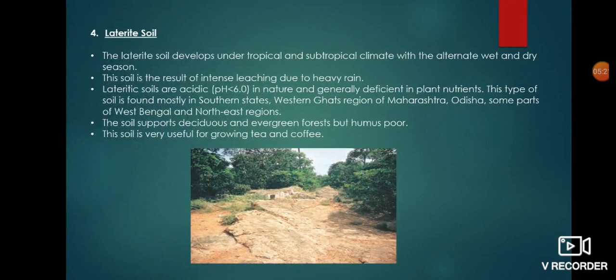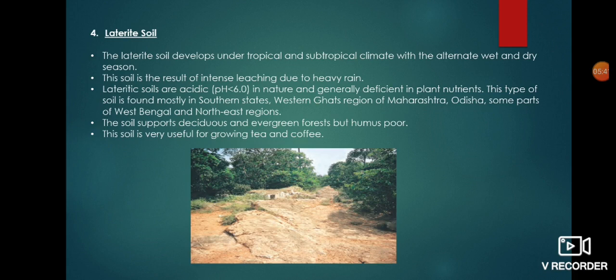Fourth type of soil which is here is laterite soil. The laterite soil develops under the tropical and subtropical climate with the alternate wet and dry season. This soil is the result of intense leaching due to heavy rain. Laterite soil is acidic in nature and generally deficient in plant nutrients.